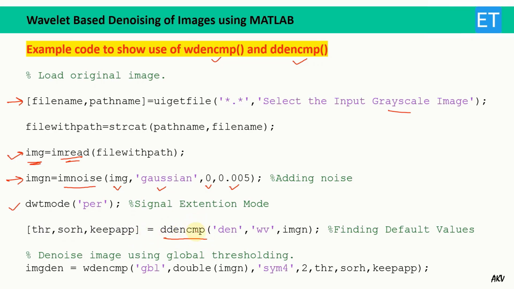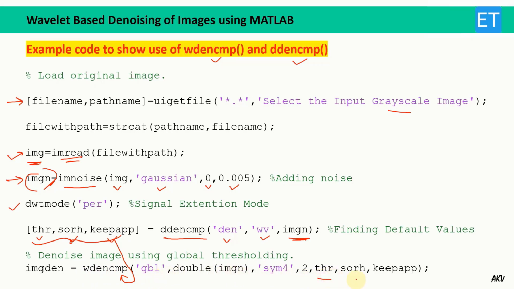So when you execute ddencmp, you will get the threshold, SORH and KEEPAPP values that will be used in wdencmp. So 'den' is defined for denoising, and 'wv' is defined for wavelet, and img is my noisy image. Okay, so I get all these threshold values. Once these values are known, I can pass them to wdencmp, which needs these values.